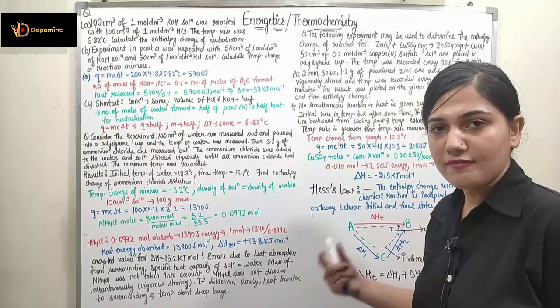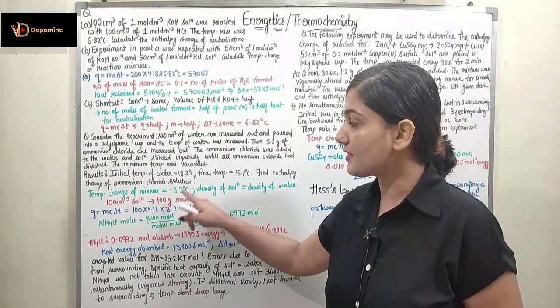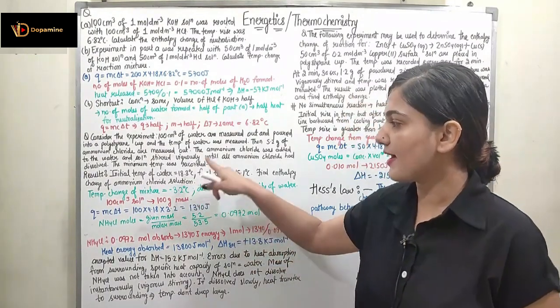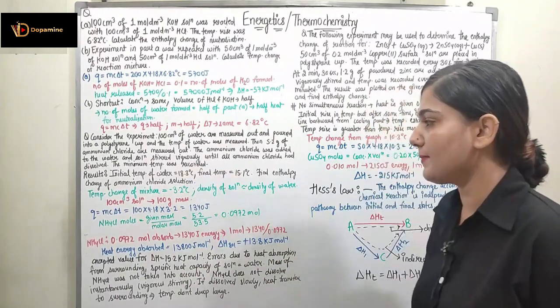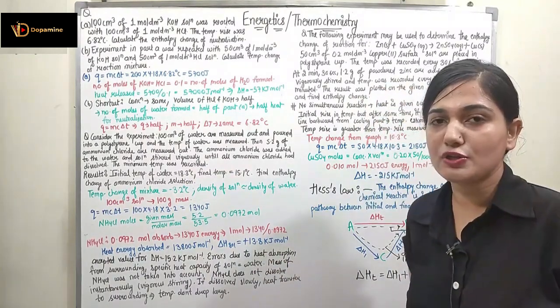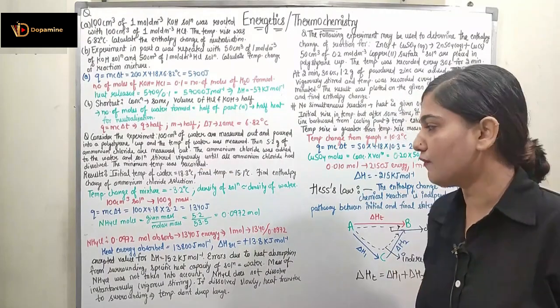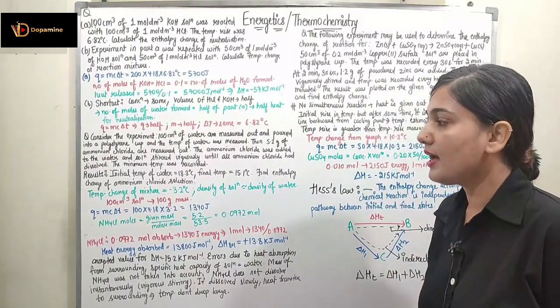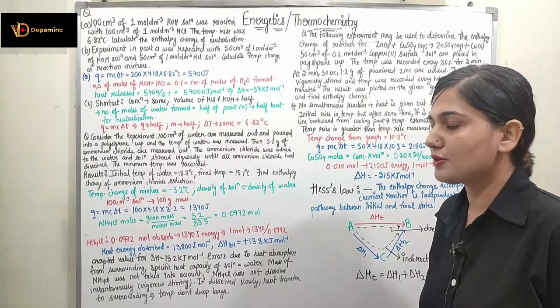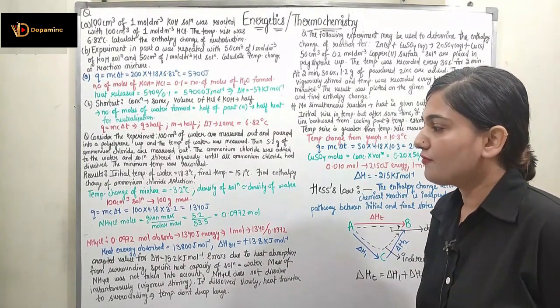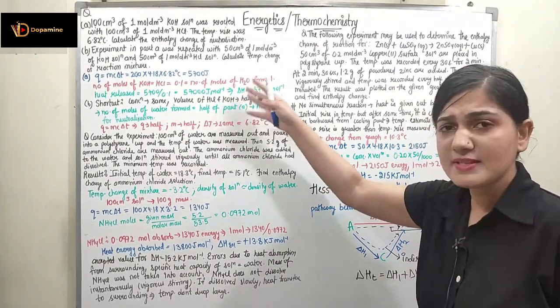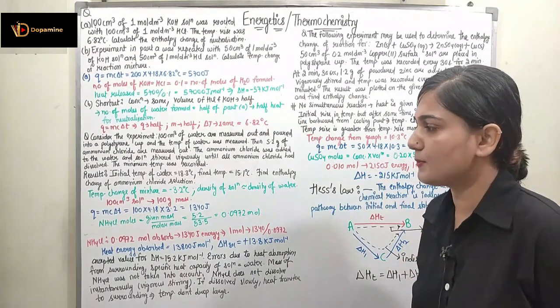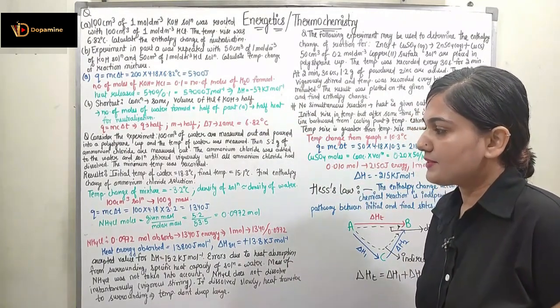So we will find the temperature change of the mixture, that is minus 3.2. You can see final temperature minus initial temperature will be minus 3.2. The density of the solution we are taking as nearly equal to the density of water. This is an assumption. So 100 centimeter cube of solution will have 100 gram of mass. That is the same assumption that we made in the previous question as well. So Q will be equal to MC delta T.